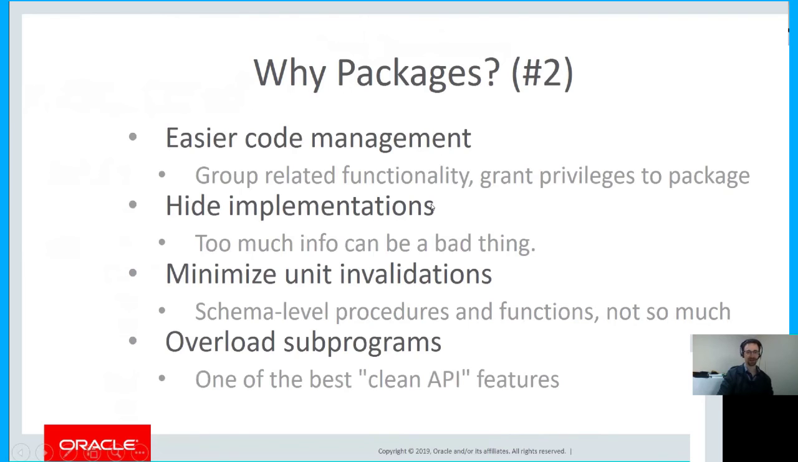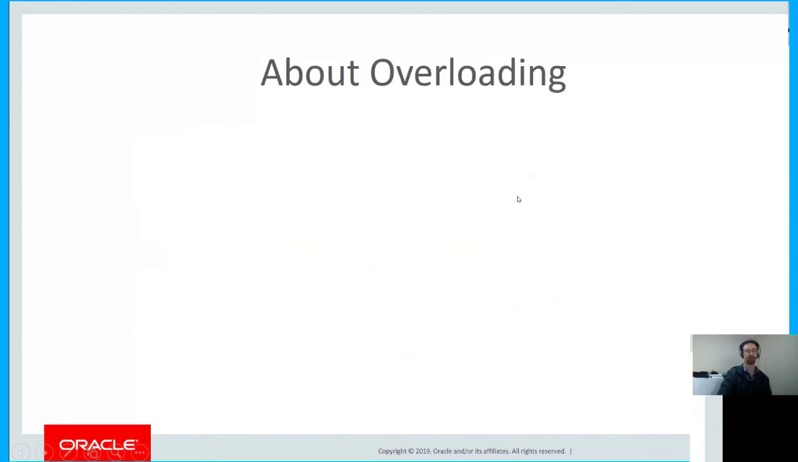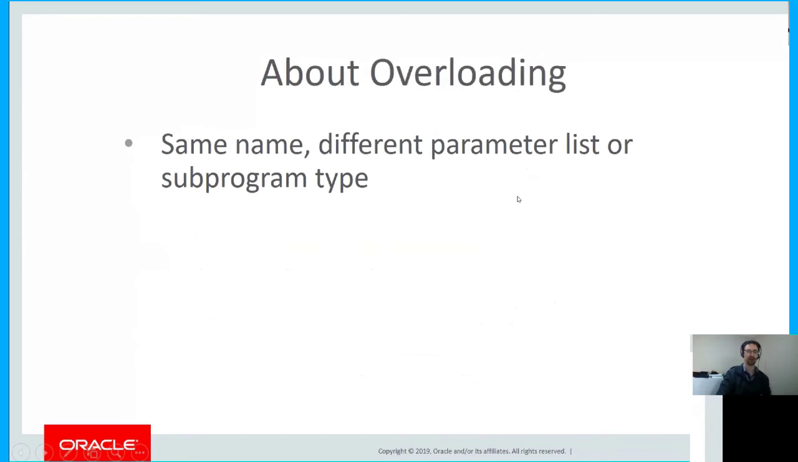And the final thing I want to say on this is overloading subprograms. As Stephen's put here, one of the best clean API features. This is where you might have multiple ways that you want to call a particular procedure or function. So let's just talk about this a little bit more. This is where you're doing the same functionality, but you'll have different parameters that you're going to pass to it, or maybe a different return type.